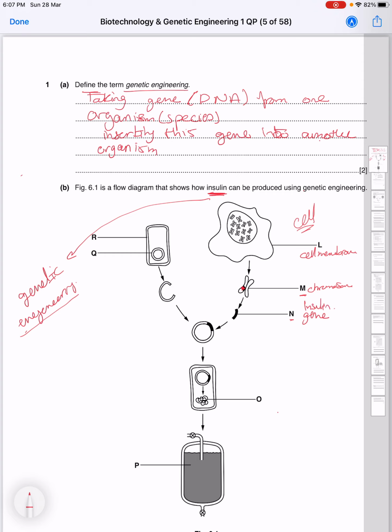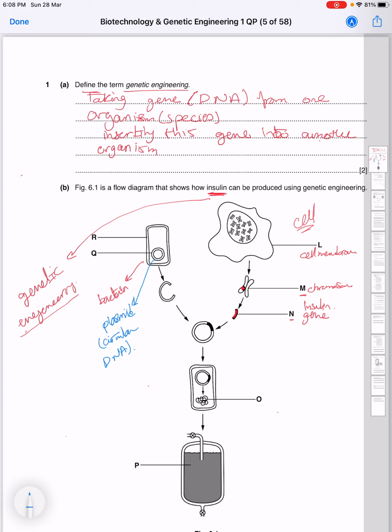And then I'm going to insert this gene into the DNA of another organism. Now, this other organism is bacteria. This is a bacteria cell. How do I know that's a bacteria cell? Because as you see here, this kind of circular DNA is called plasmid. This plasmid is circular DNA. It is only found in the bacteria.